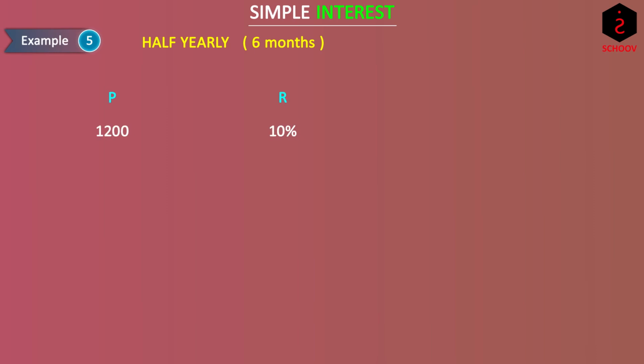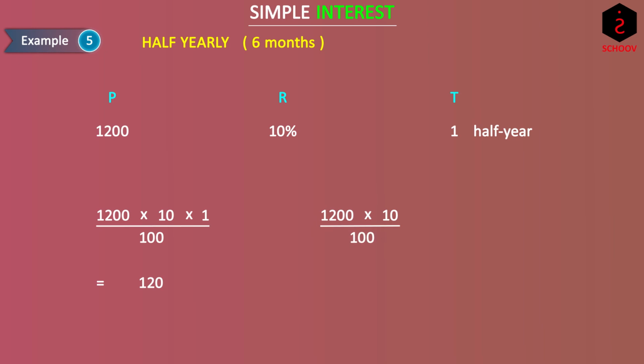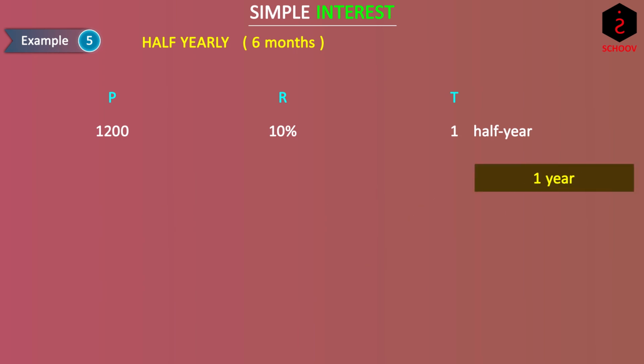In this example, what is the interest at the end of one half year? That is 6 months. Simple. Calculate as before. P into R into T upon 100: 120. We have to put T as 1 because we have to calculate the interest after one half year. Do not make the mistake of putting half year as 1 by 2. It will be wrong.